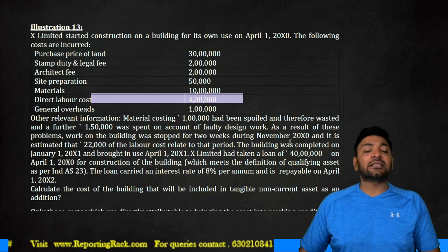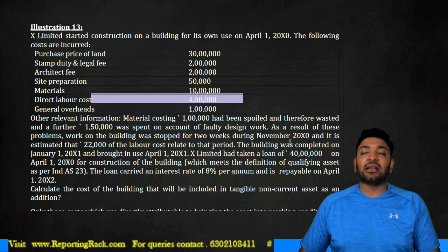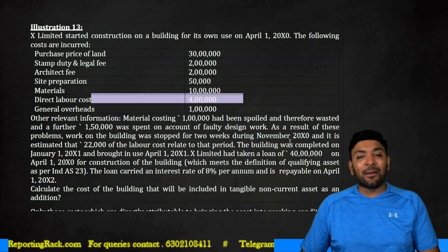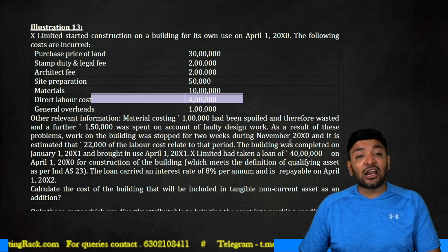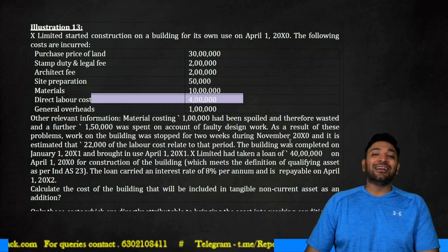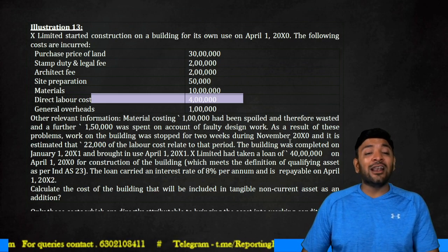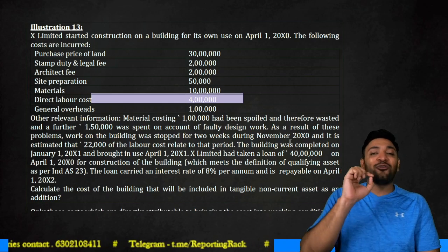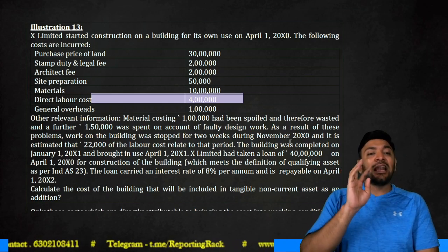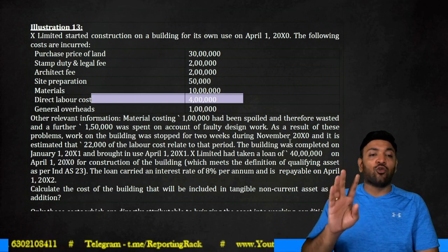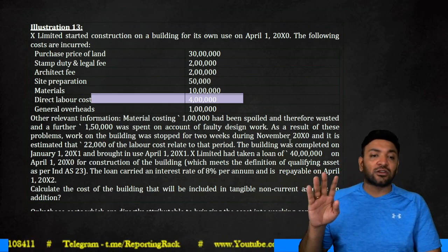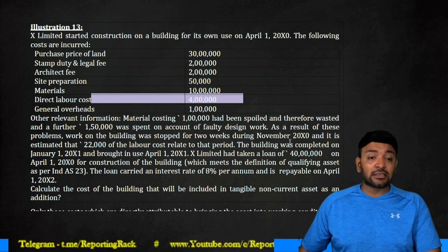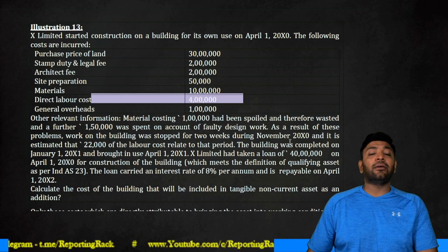Architect fee, yes, included. Site preparation, yes, included. Material, included. Labor, included. General overheads, not included. General overheads cannot be included because there is a specific exclusion from the cost to be included for a self-constructed asset. General overheads or administration overheads are excluded from the cost of the asset. Other relevant information that he has given. So based on this, we have to find out what is the cost of the asset.